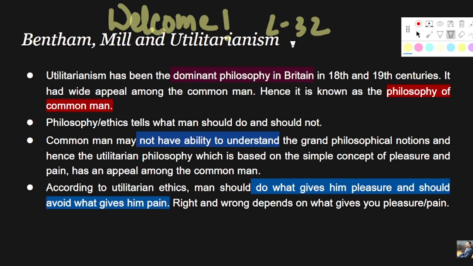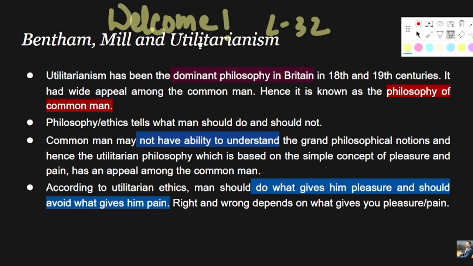Today we are going to start with lecture number 32, and we will basically be seeing Mill's concept on liberty. But before starting today's lecture, let's take a purview of whatever we have done in the previous lecture, that was lecture number 31.